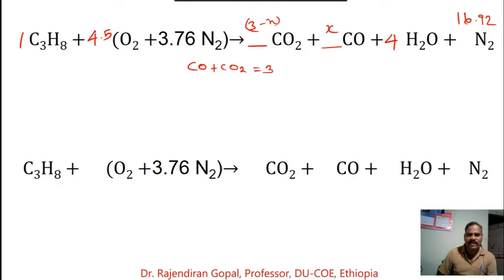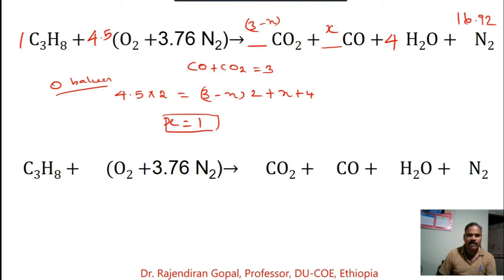To find out this X value, make an oxygen balance. On the left hand side, it gives 4.5 multiplied by 2, and on the right hand side, 3 minus X multiplied by 2, plus X, plus 4. Upon simplification, we get X equal to 1. Now the actual combustion equation becomes: 1 mole of propane, then 4.5 mole of air, to produce 2 mole of CO2, 1 mole of CO, 4 mole of H2O, 16.92 mole of N2.